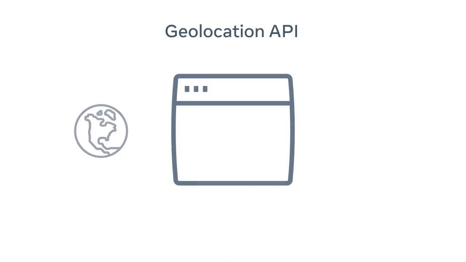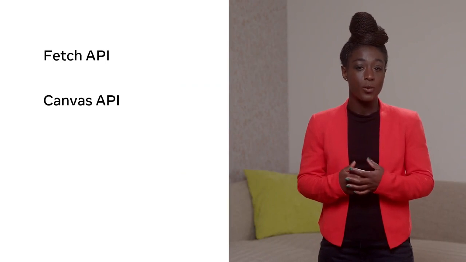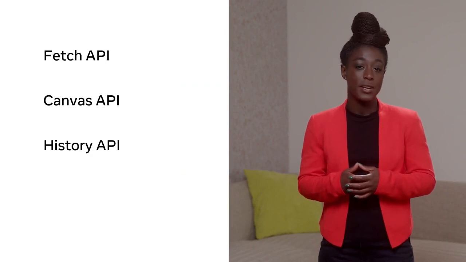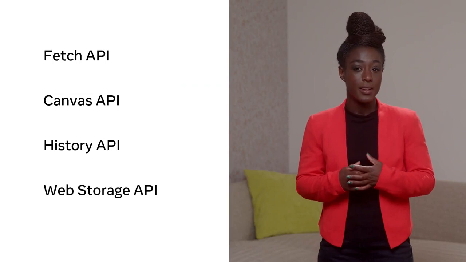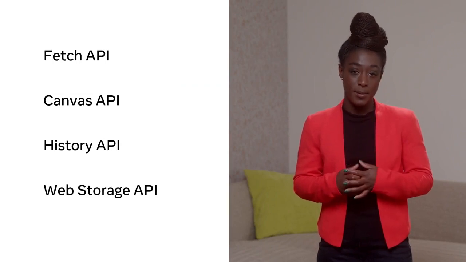Another example is the geolocation API that returns coordinates of where the browser is located. There are also other APIs available for fetching data, known as Fetch API, drawing graphics or Canvas API, keeping history or History API, and client-side storage, also known as Web Storage API.